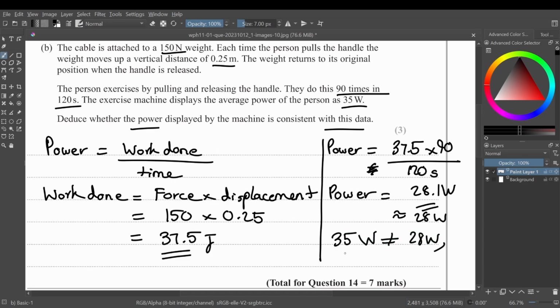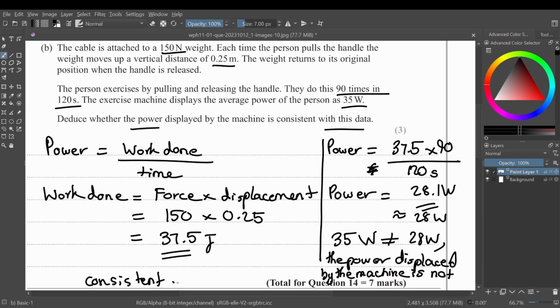So basically, the power displayed by the machine is not, let me write here, consistent, right? So basically this should be your final answer, right?